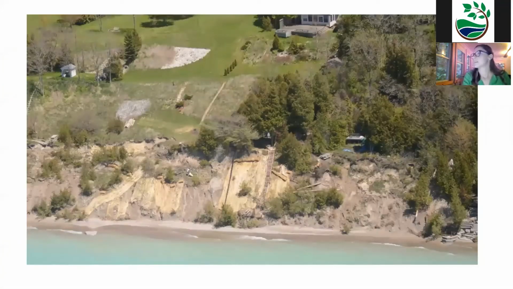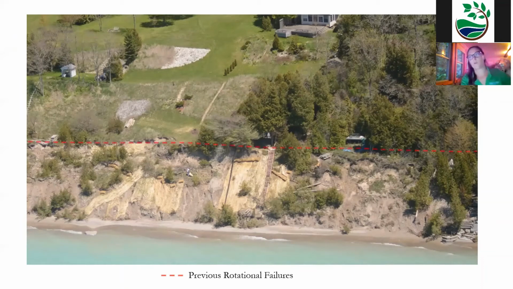And so here is a photo of a bluff, and I'm just going to show you how these failures are consecutive. So the red dashed lines are previous failures. So you'll see there's a slope and then a plateau and then a slope and a plateau. And so each one of these was a previous failure.